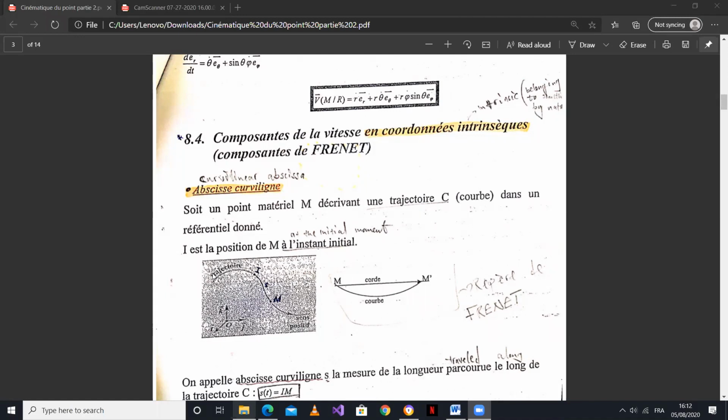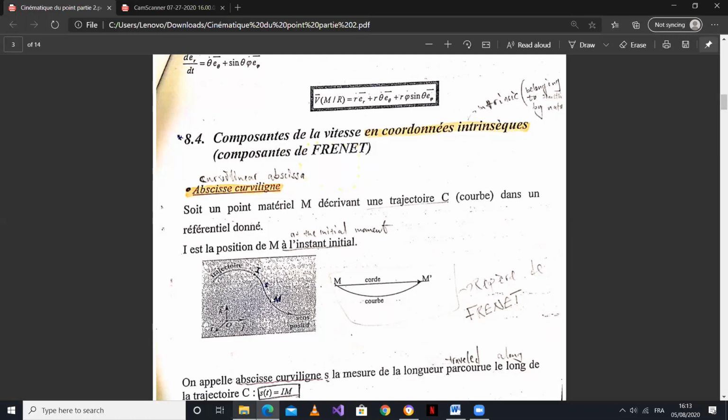Soit un point matériel M décrivant une trajectoire C, and we have a courbe, a curve, dans un référentiel donné. I est la position de M à l'instant initial. So what they're telling us here is, you've seen this curve, and we have our point I there and a point M there. It began its movement at point I, and it's moved to this final position there, M.